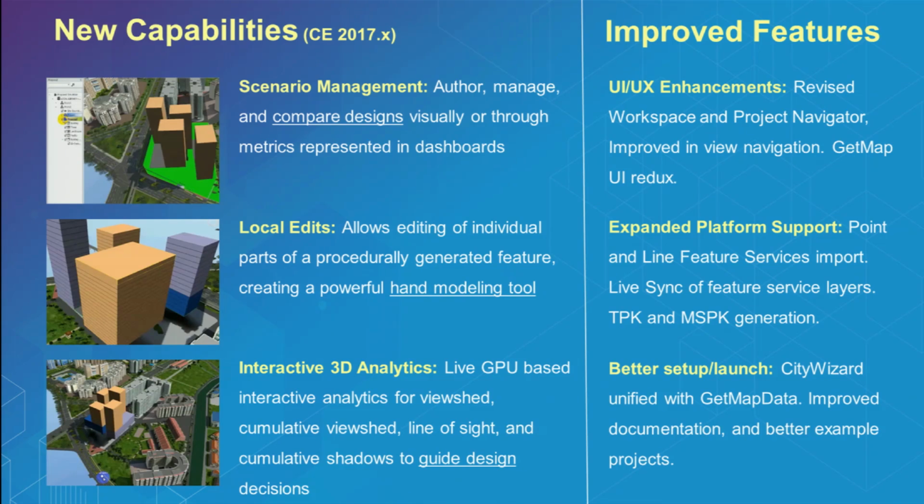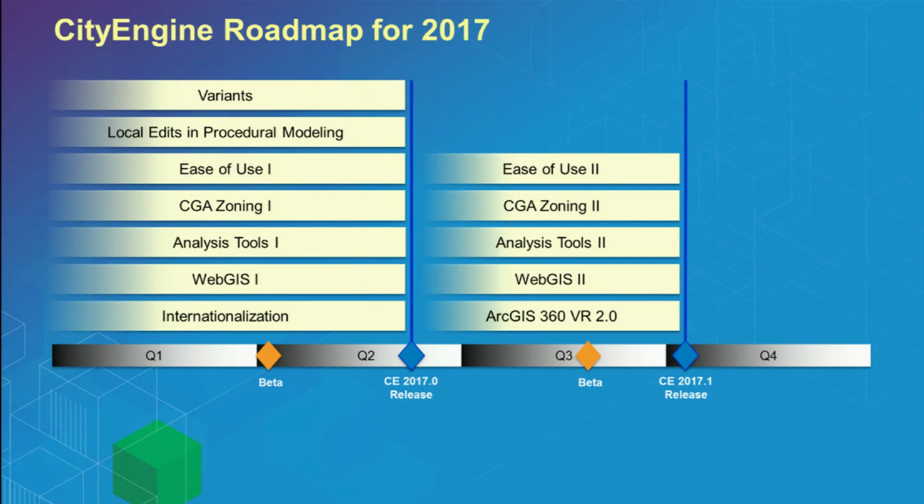So this is kind of a full list. I mentioned scenario management, local edits, interactive 3D analytics, user experience, and user interface improvements. We're going to continue to expand our platform support. So we want to add in live syncing to feature services. We want to move to supporting other types of feature services like lines or points and support export of different types of scene packages, and then the better startup and launch.